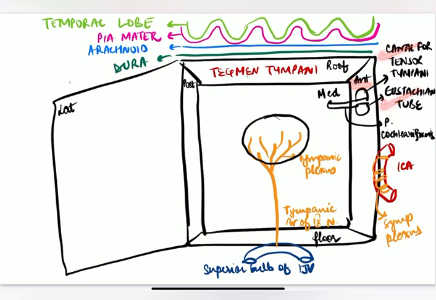Coming to the lateral wall, we know that the lateral wall has the tympanic membrane. So this greenish structure that I am drawing right now is the tympanic membrane that is separating the middle ear from the external ear.